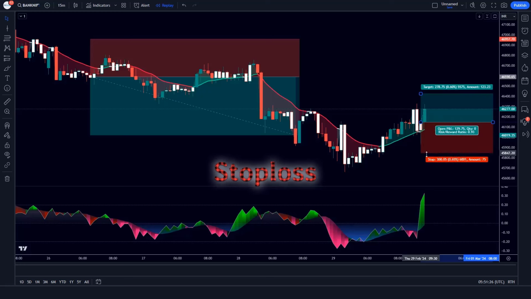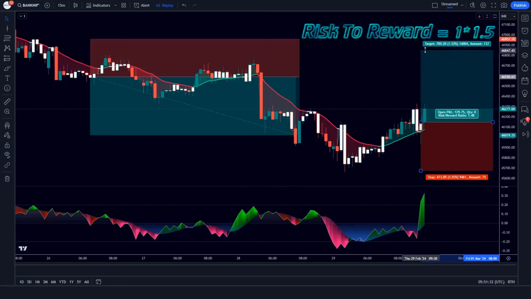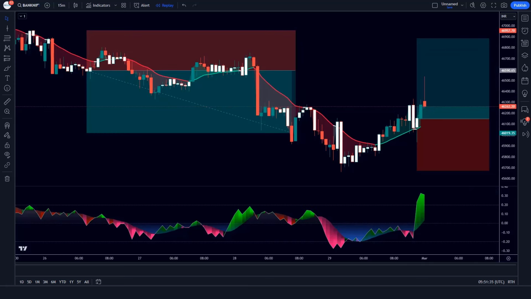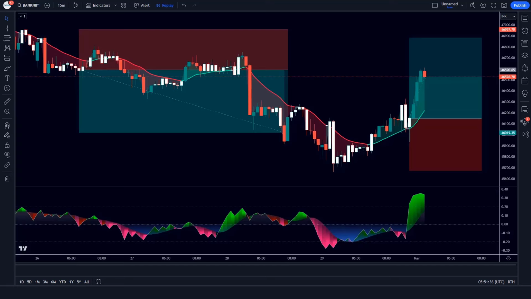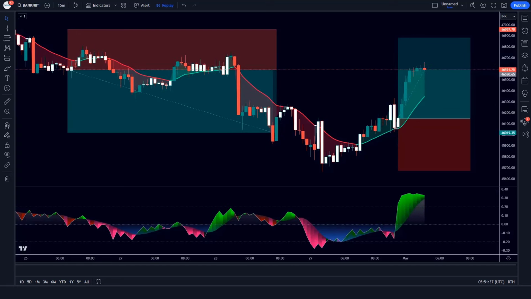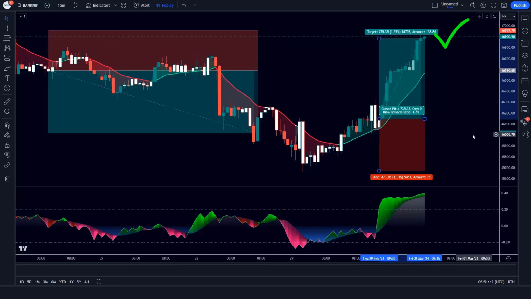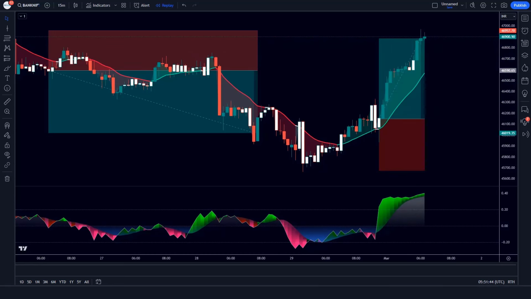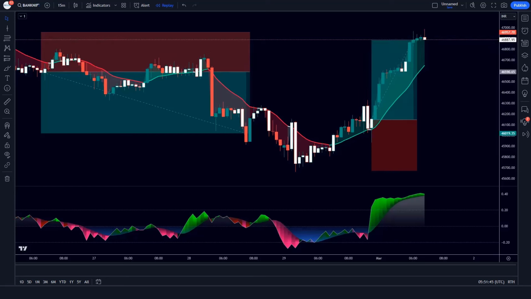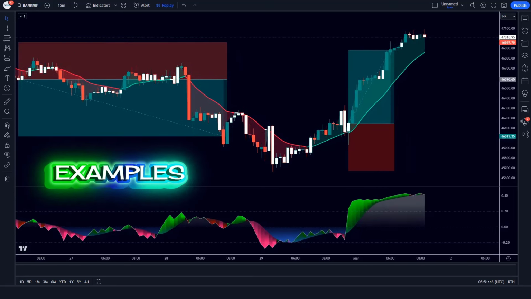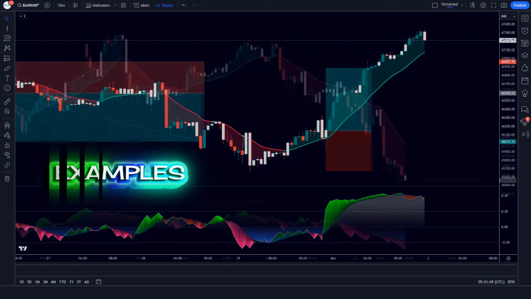Our stop loss will be placed at the current market of lower level, and the risk to reward ratio will be 1 to 1.5. The market has completely hit the target. I hope you must have understood this trading strategy. If not, then it doesn't matter. We are going to see examples of some trades, so that you will definitely understand.